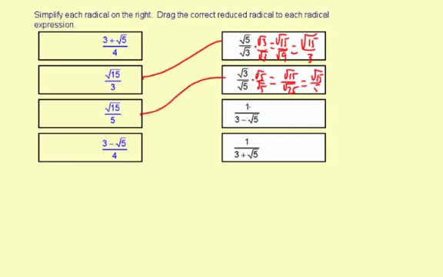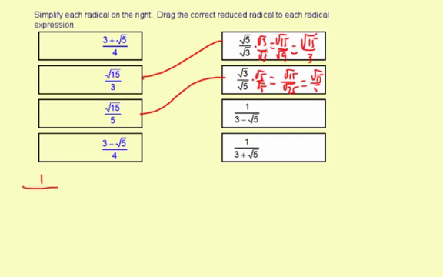Okay, this next one, it's 1 divided by 3 minus radical 5. Now we can't just multiply by radical 5 because that won't eliminate everything here. What we need to do is multiply by what's called the conjugate of the denominator. Now the conjugate is the same thing as the original except you change the middle sign. So the conjugate, let me write this all out here.